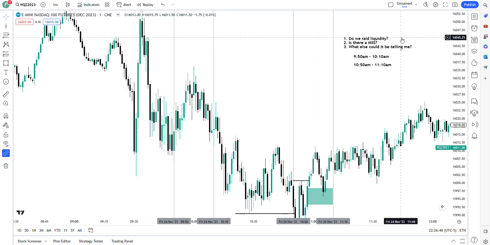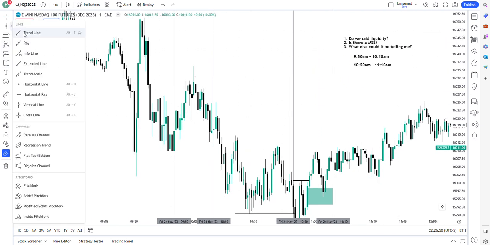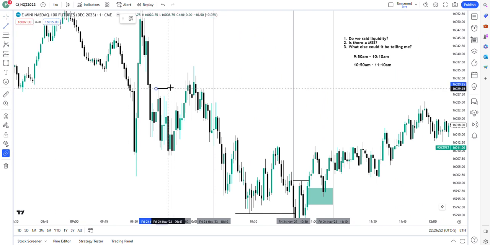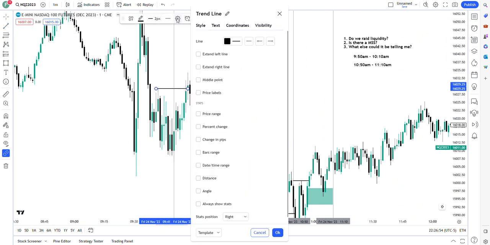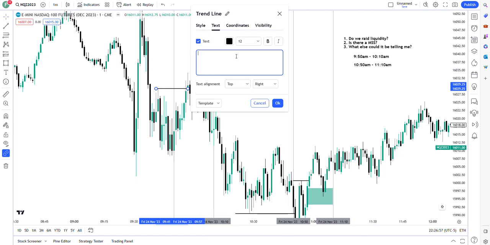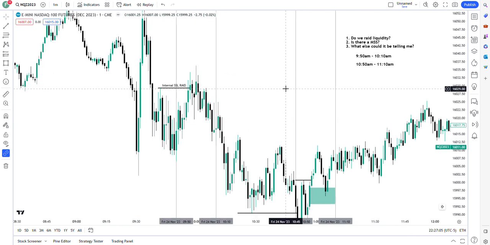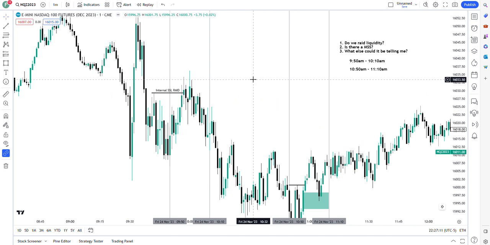Do we raid liquidity? No. I mean, we do technically raid this internal swing high here. So let's say internally we raid liquidity. So I'm going to put some text here and say internal sell side liquidity raid, right? We don't really raid like external liquidity, but we raid internal liquidity. And this was generated from 9:30 to 10, right? Internal liquidity. Is there a market structure shift?